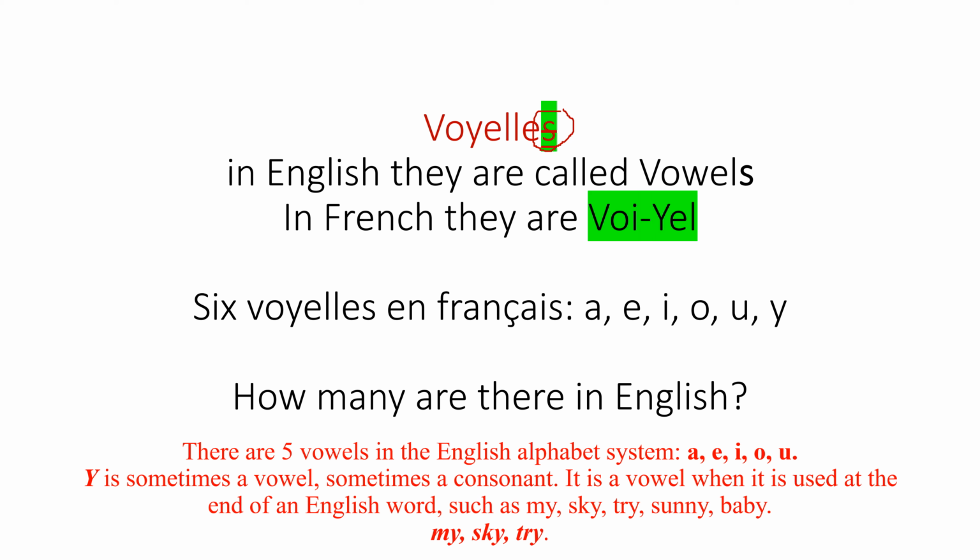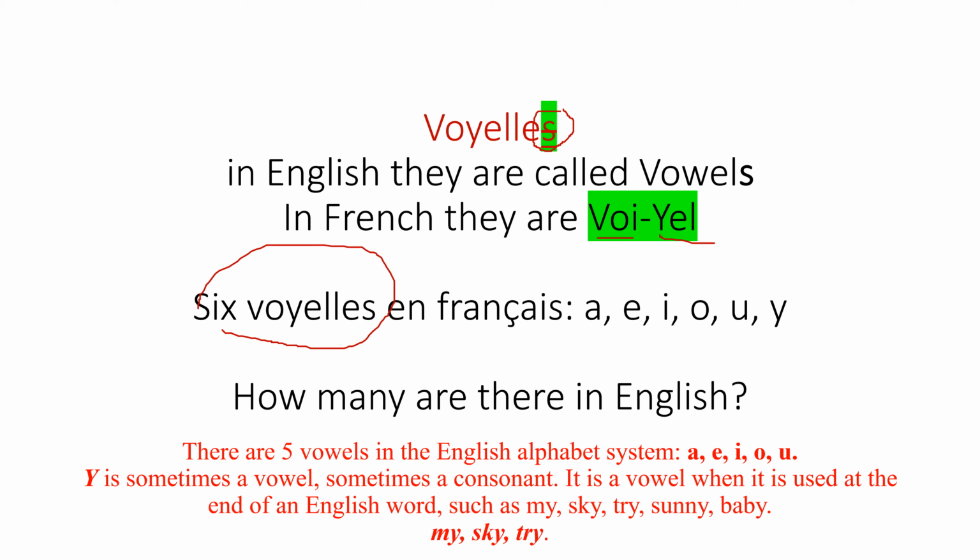Now, what will give away whether it is singular or plural, you will learn later on, is the context or the article that you used before. But that you will learn later. So, in English, they are called vowels. In French, they are voyelles. So, voyelle. Notice here, voyelle. So, altogether, there are 6 in French.